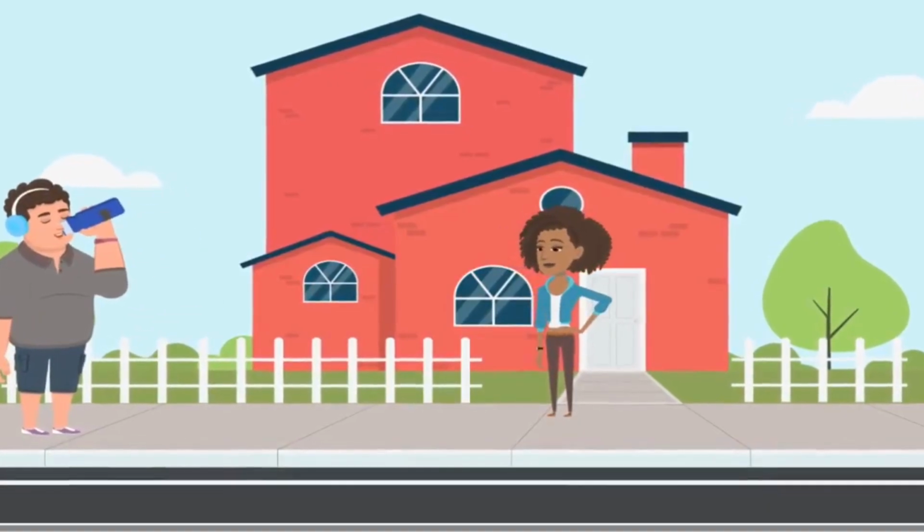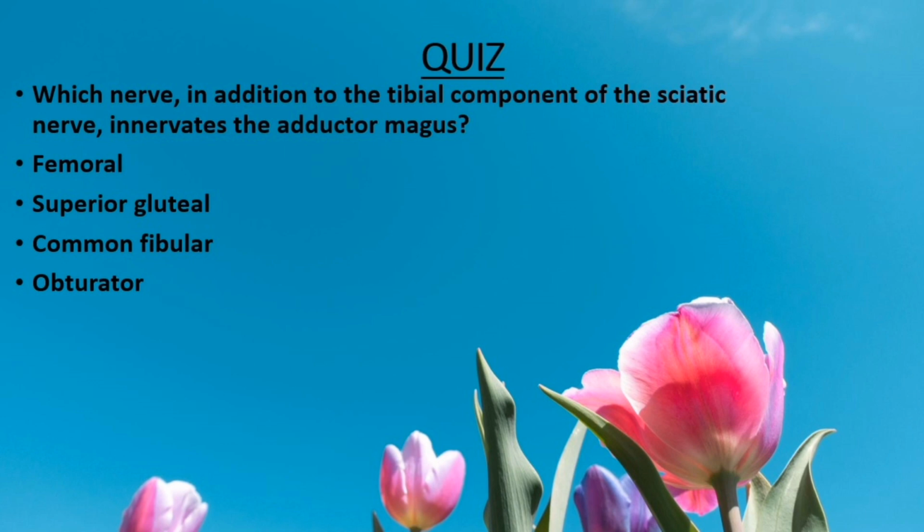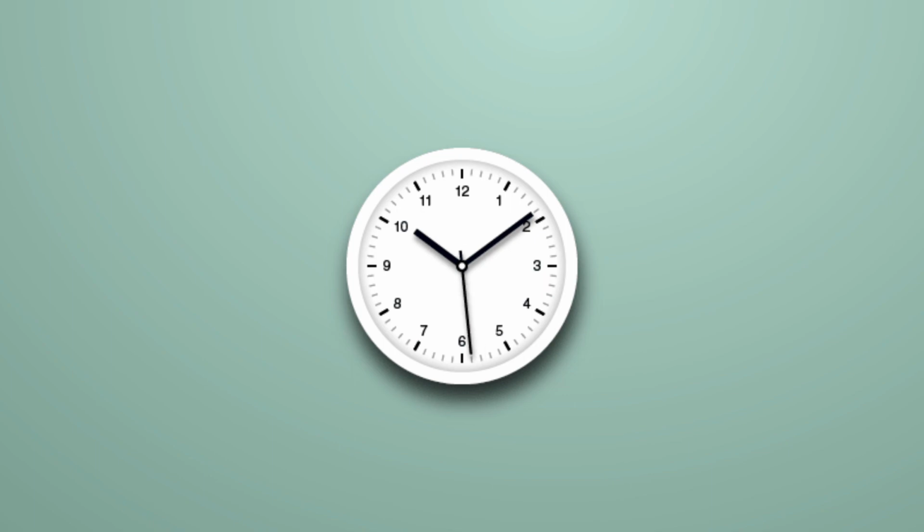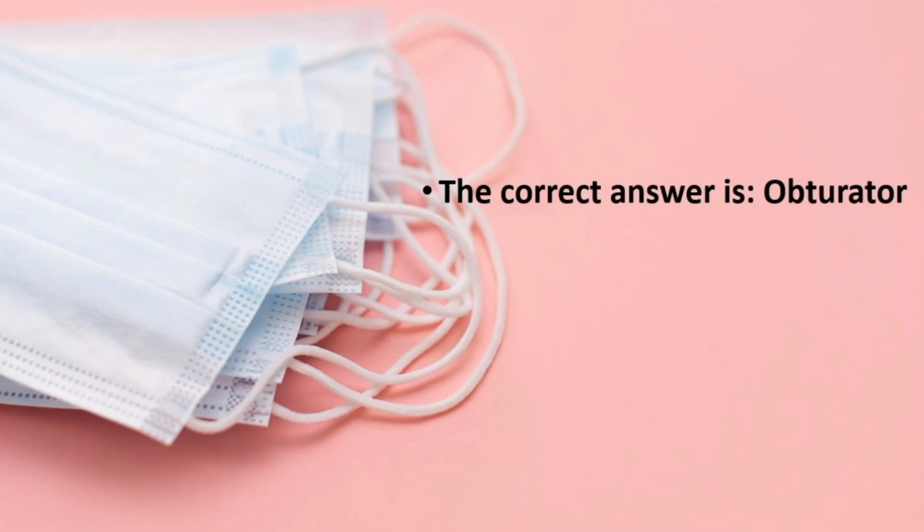Now let's have a quiz. 1. Which nerve, in addition to the tibial component of the sciatic nerve, innervates the adductor magnus? Femoral, superior gluteal, common fibular, obturator. The correct answer is obturator.